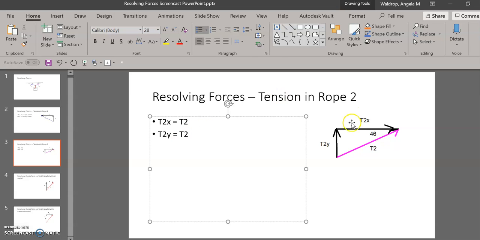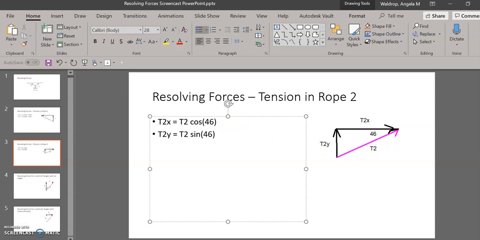Now I need to use my angles and my trig functions again. This 46 is adjacent to the T2x, so I'll type in cosine 46 in this case. And if I take a look at the y, you can see that it's opposite of the 46. So I'll type in sine of 46 here.